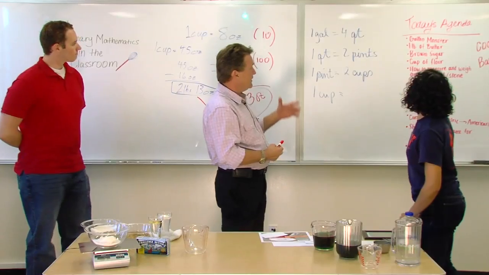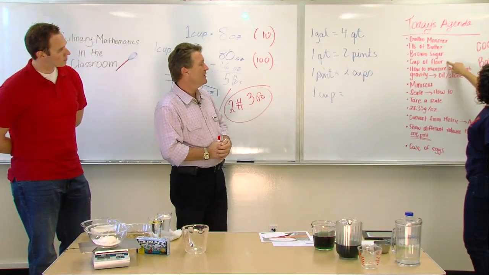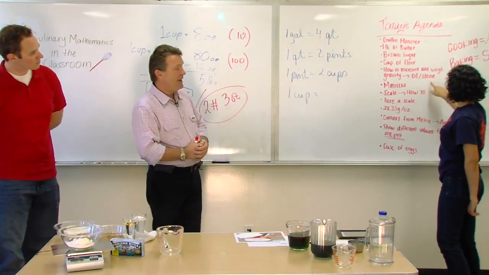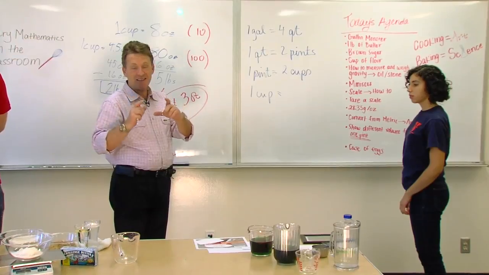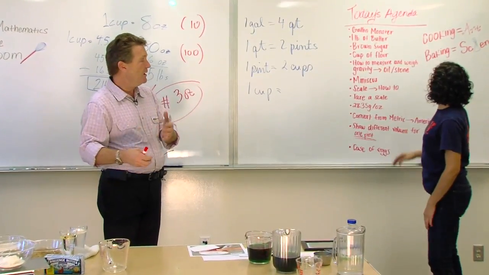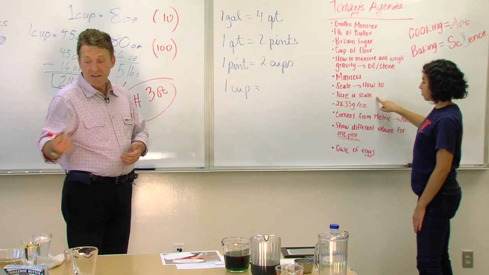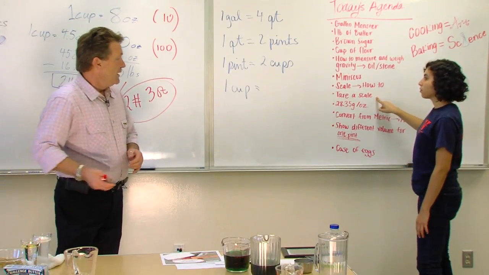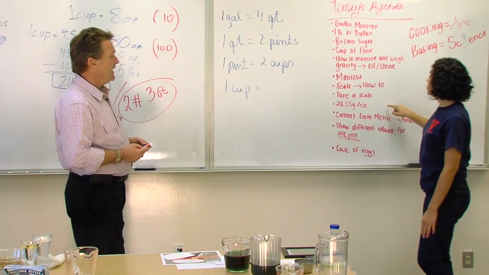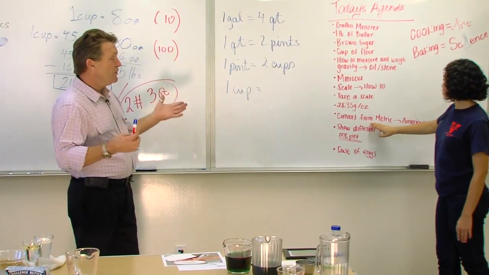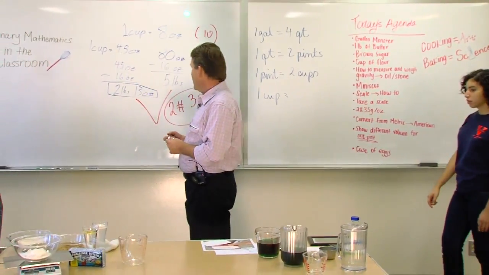let's see what we covered so far. We talked about the gallon monster. We talked about the pound of butter, the brown sugar, the cup of flour, how to measure and weigh out, and using specific gravity by using water as the base, and then using oil and flour as an example. A little bit of meniscus, how to scale, how to tare a scale once you use a bowl. That 28.35 grams is our magic number, and then how to convert from metric to American, from American to metric. And I will do this one more time just to explain this.